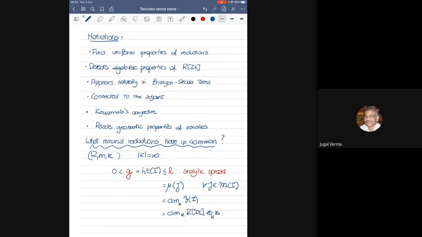And why is this true? It's because a minimal reduction arises as a Noether normalization of this ring. And we know very well that the Noether normalization has the same dimension as the ring itself. And since this, you could also obtain the fiber just by tensoring the associated graded ring with k, and the dimension of the associated graded ring is the dimension of the ring, so this is less than or equal to the dimension of the ring that we denoted by d. And so we have that the analytic spread is sandwiched between g and d.